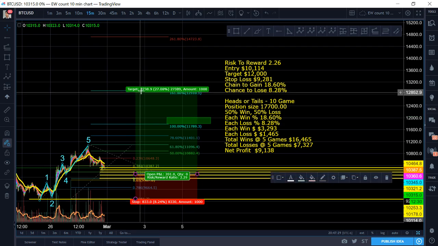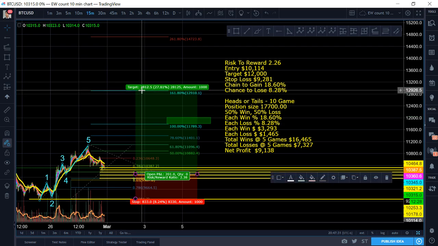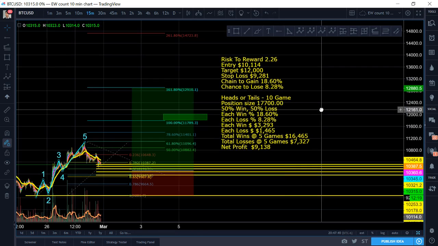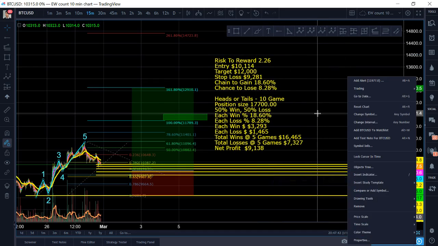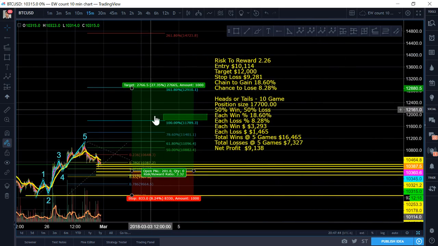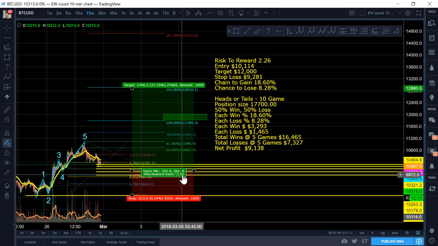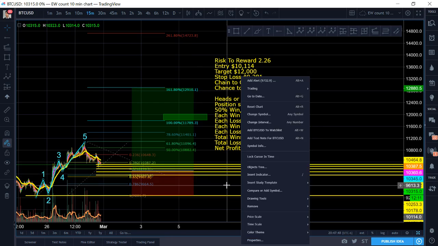The normal target would more so be around 12.9, right? 12.9 would be a really good target. That's a possible 27.37% gain. So now we're looking at a simple, super duper simple risk to reward ratio of about 3.32, right?